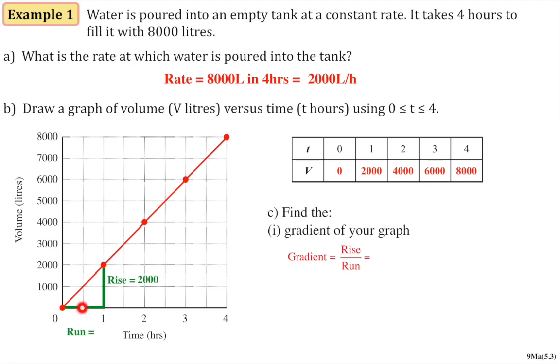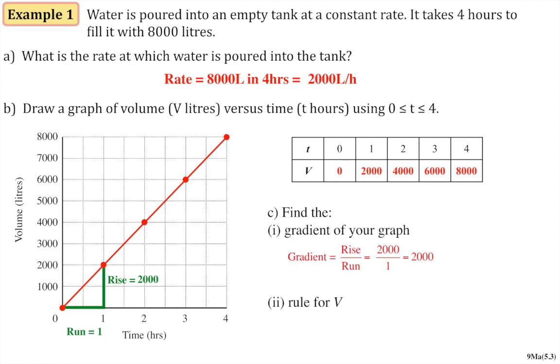What's the run? Well, that square's half an hour. That square's another half hour. The 2 squares represent 1 hour. So the rise over the run, going uphill, is positive 2,000 over 1, which is 2,000, which I knew anyhow because the rate is also the gradient.